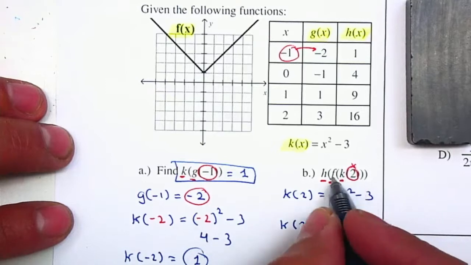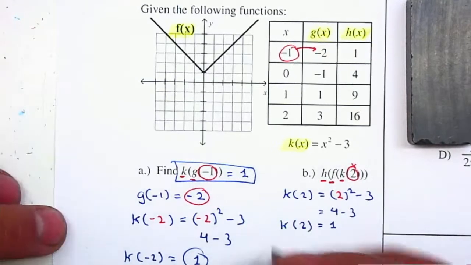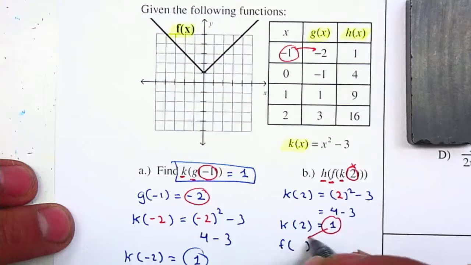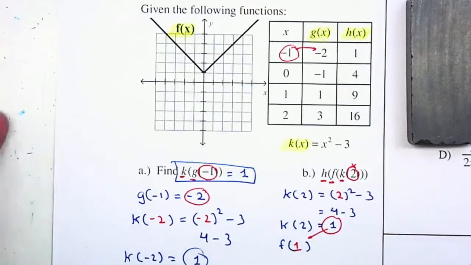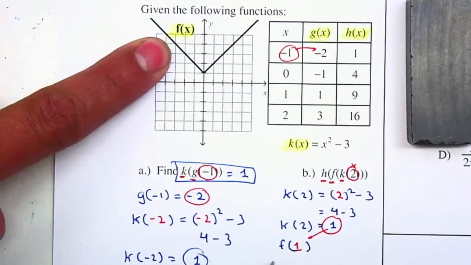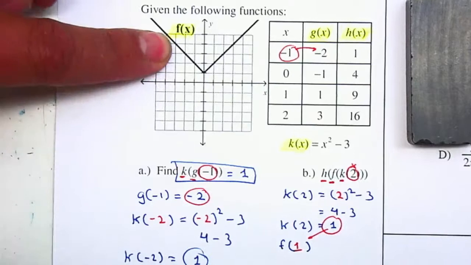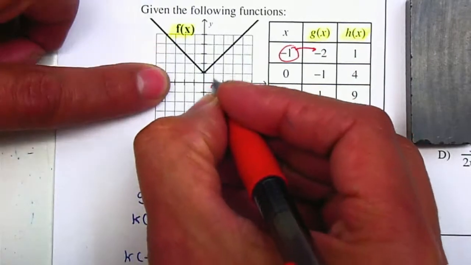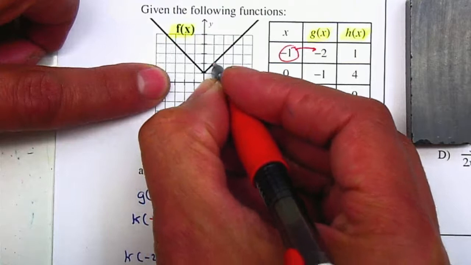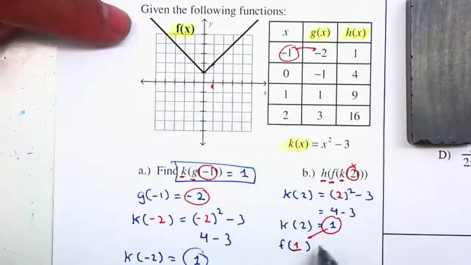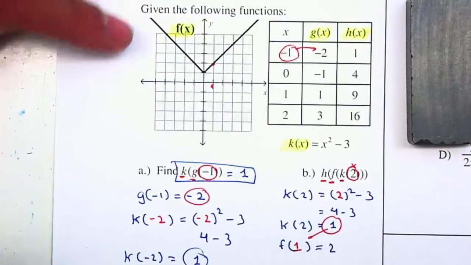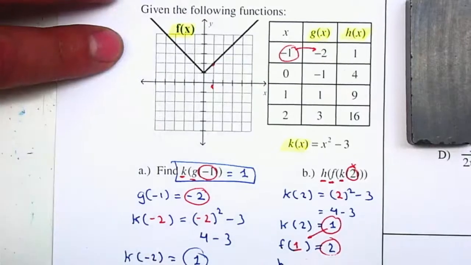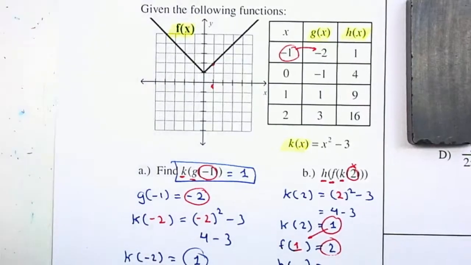Now whatever I get, I'm going to plug inside the f. So I need to find f of 1. And for the f function, they give you a graph. If you plug in a 1 for the x, positive 1, what did you get for the y? You get 1, 2. So this is equal to 2. And whatever you get, you're going to plug inside the h. So h of 2.